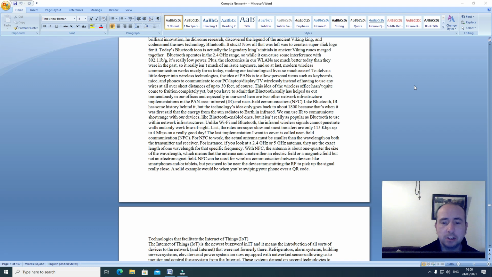The last implementation I want to cover is called Near Field Communication, NFC. For NFC to work, the actual antenna must be smaller than the wavelength on both the transmitter and receiver. For instance, if you look at a 2.4 gigahertz or 5 gigahertz antenna, they are the exact length of one wavelength for that specific frequency. With NFC, the antenna is about 1/4 the size of the wavelength, which means that the antenna can create either an electric field or a magnetic field, but not an electromagnetic field.